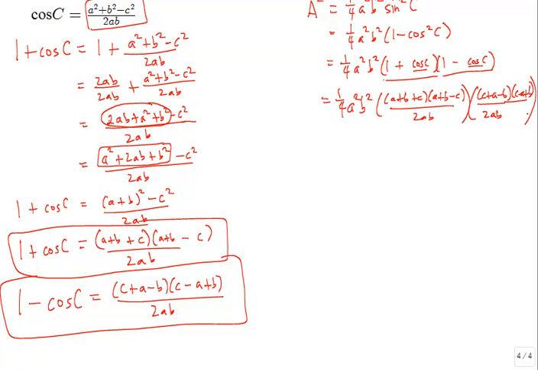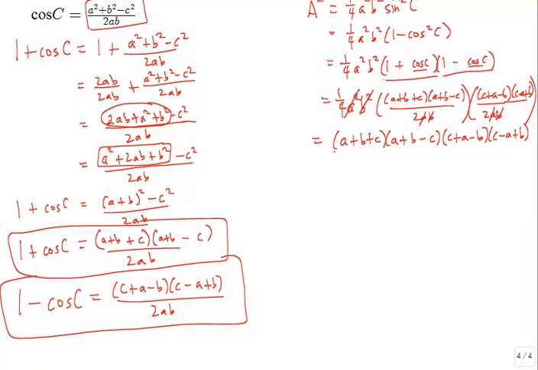So here's my new expression. Let's clean it up just a little bit. Hopefully you see that the a and the a on the bottom are going to cancel the a squared that we have on the side. The b and the b on the bottom cancel out the b squared that we have on the side. So what we end up with is (a plus b plus c) times (a plus b minus c) times (c plus a minus b) times (c minus a plus b), and all of this is over 4 times 2 times 2, which is 16.